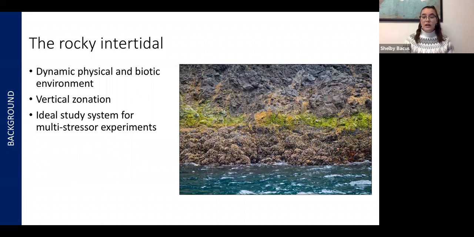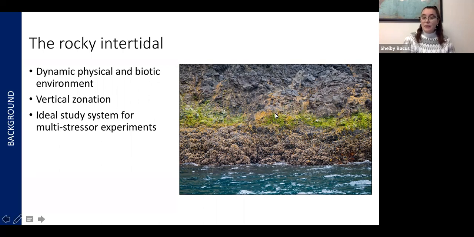Now, in order to do this, we often look to the rocky intertidal ecosystem. This is because the rocky intertidal is characterized by being a dynamic physical and biotic environment. We see daily fluctuations in things such as temperature and light availability. Because of this, the rocky intertidal is defined by the vertical zonation that we see, so vertical banding of organisms in this ecosystem.